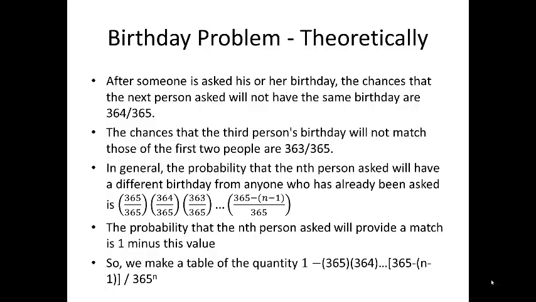And so the probability that the nth person asked will provide a match is 1 minus this value. So what we can do is make a table of the quantity 1 minus 365 times 364 times ... times (365 minus n minus 1), all divided by 365 to the n. Table 10.1 on 500 shows the result with 23 people.